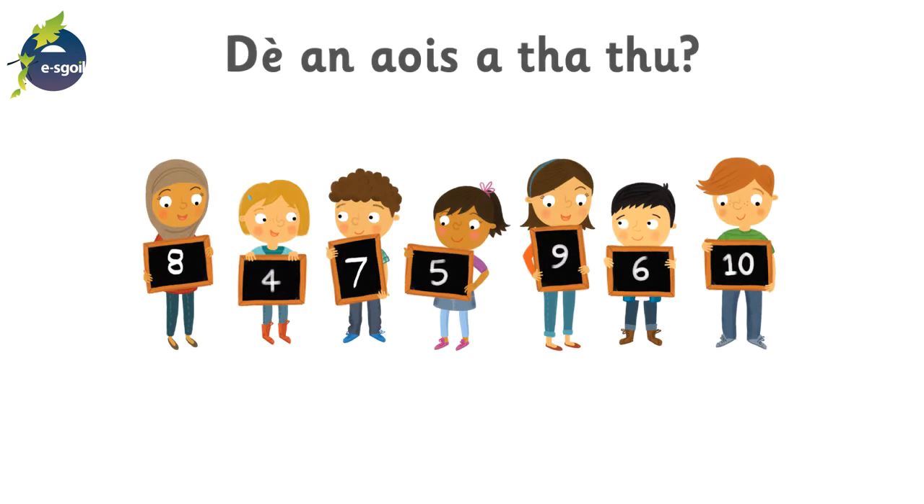So let's look at age. To do that, you just simply say, like we do with feelings, tha mi and the number. Tha mi ochd. Tha mi ceithir. Tha mi seachd. Tha mi còig. Tha mi naoi. Tha mi deich.